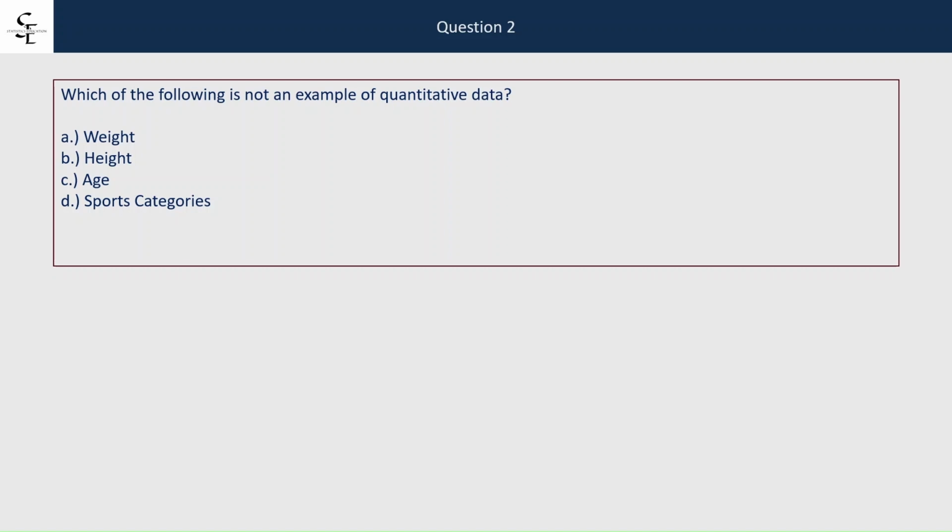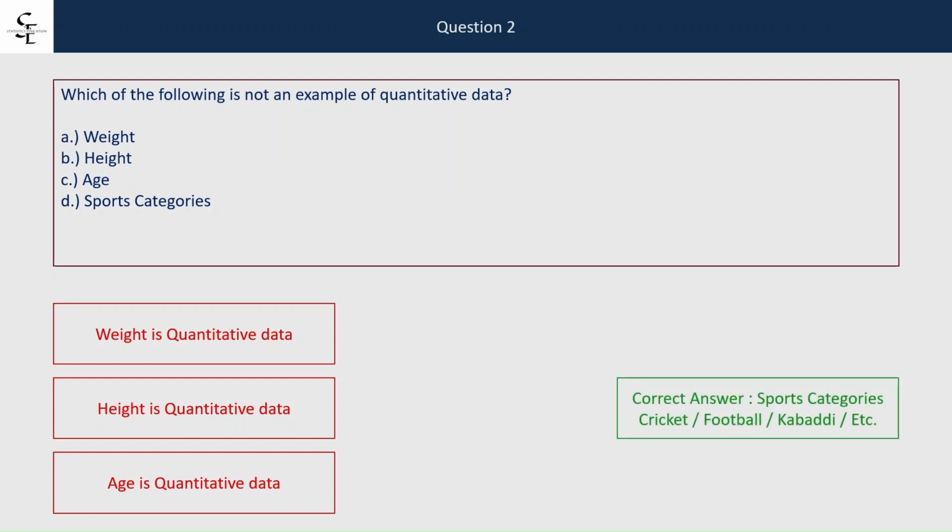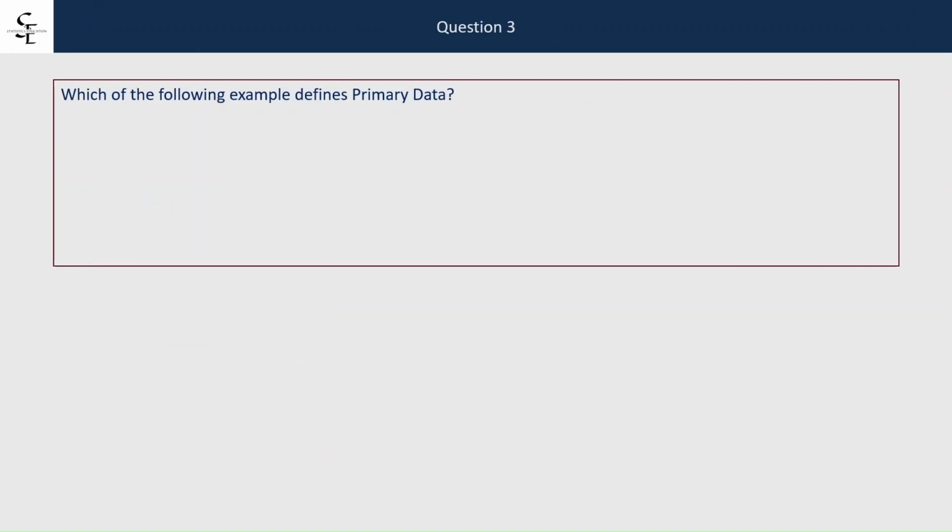Okay, let's eliminate the wrong answers one by one. Weight is quantitative data, thus it is not the right answer. Height is quantitative data, thus it is not the right answer. Age is also quantitative data, thus it is not the right answer. So the right answer is sports categories. Moving on to the next question.